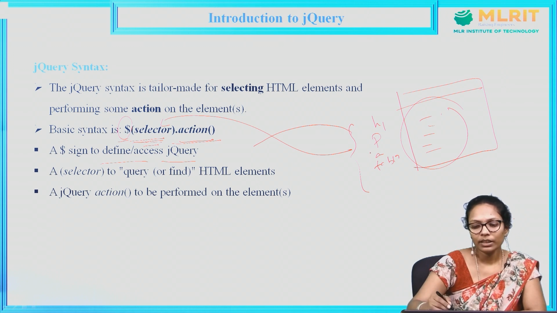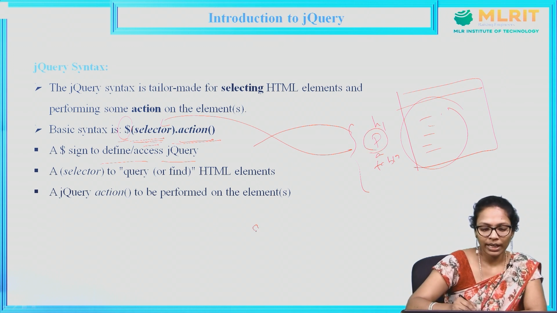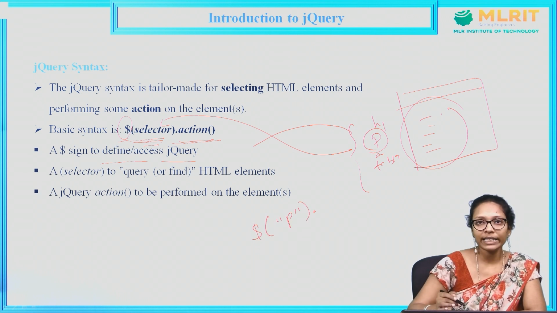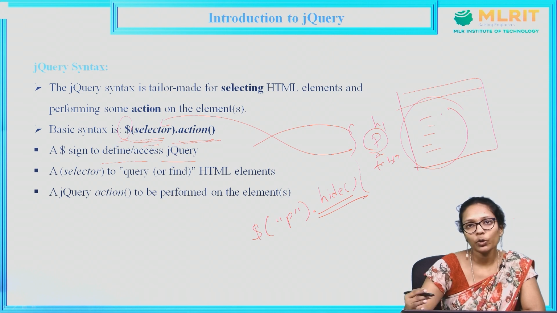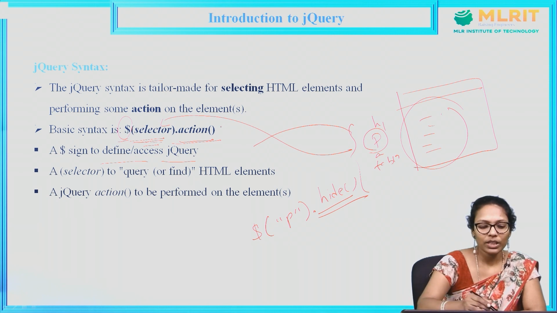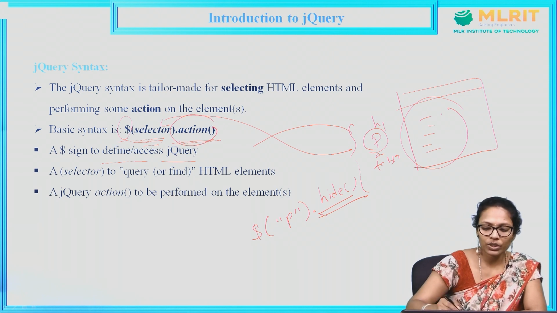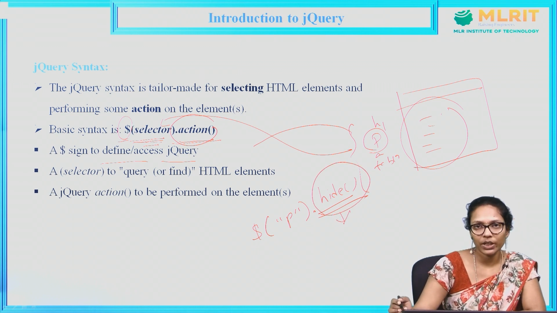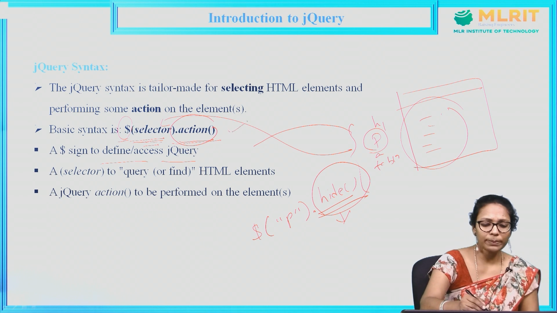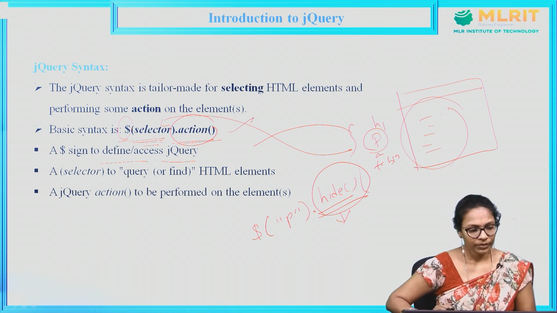For example, consider the P element. I am selecting the element P and I want to hide this element. What is the action I am applying here? Hide. So hide is the action. What is the action or operation you want to perform on the selected element? That is nothing but the action. For this action, generally we use the predefined functions of jQuery. So this is the basic syntax of jQuery.